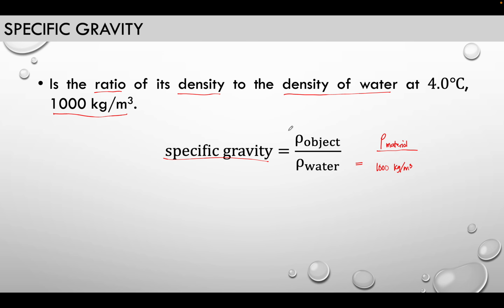Now, how about the unit of specific gravity? Since we have the ratio of the density of any material divided by the density of water, and the unit of density is kilogram per cubic meter, for the specific gravity the unit will be kilogram per cubic meter divided by, again, kilogram per cubic meter. So it cancels out. There will be no unit. Specific gravity is purely a number, a pure value.